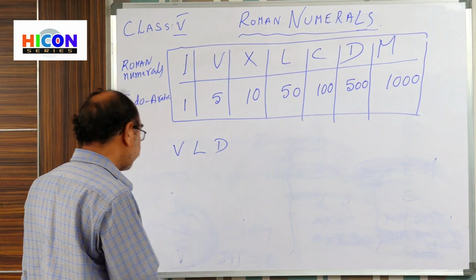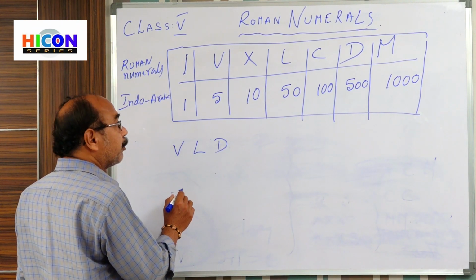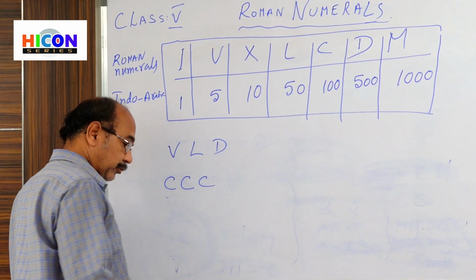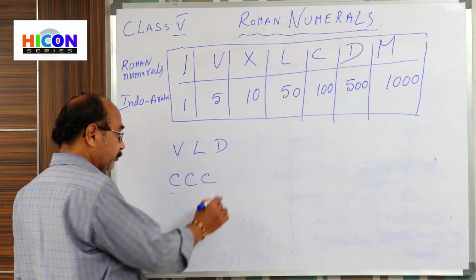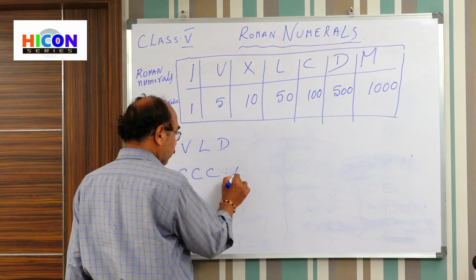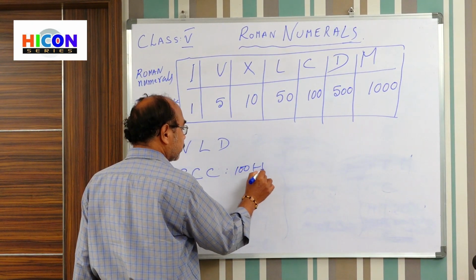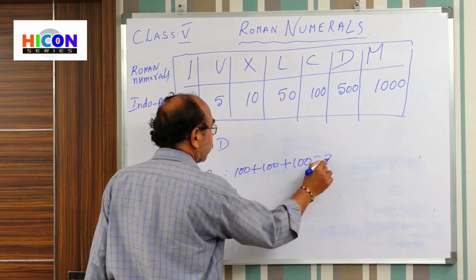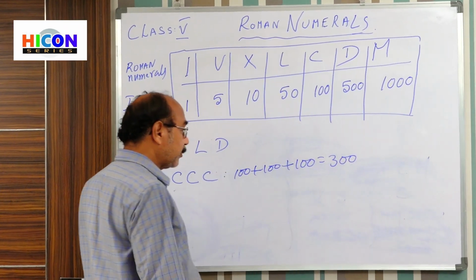See, I wrote it three times. Then what do you say? It is 300. 100 plus 100 plus 100, that is equal to 300.